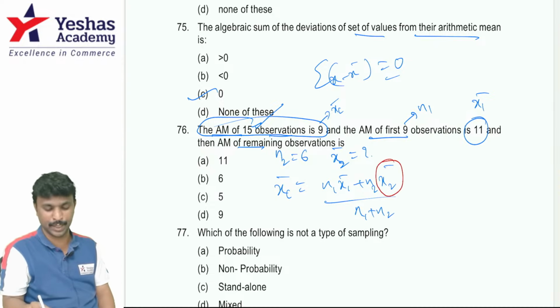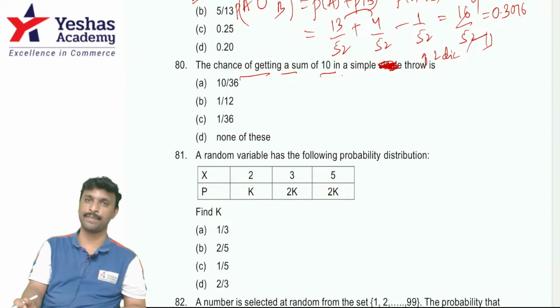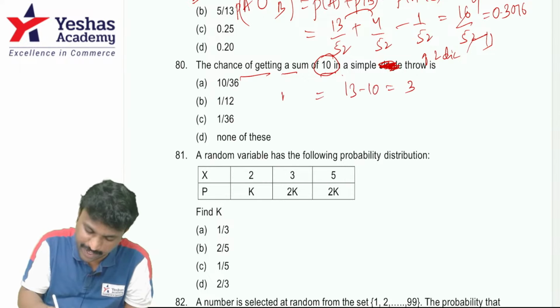The 80th one: the chance of getting a sum of 10 in a simple throw of two dice. When you throw two dice, you get the sum of two numbers. So when do you get the sum 10? For a sum up to 7, the favorable outcomes are sum minus 1. For a sum beyond 7, it is 13 minus the sum. So it is beyond 7, so 13 minus 10, which is 3. So n of A is 13 minus the sum, the favorable outcome.